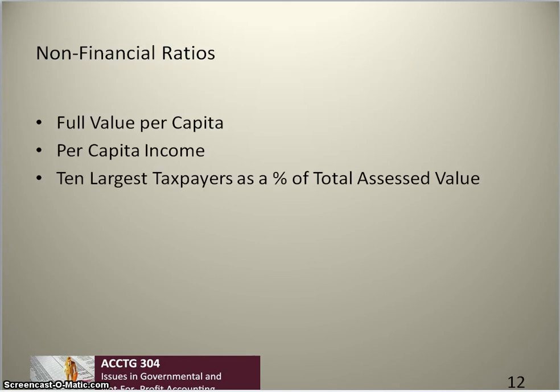And as always, we would supplement our financial ratio analysis with some non-financial ratios. And three very common ones used for governments, which give some indication of its ability to pay its debt, are full value per capita, meaning what's the size of the property tax base compared to the population, per capita income, and 10 largest taxpayers as a percent of total assessed value. This last indication gives a measure of risk, where property taxes are strongly concentrated in a few taxpayers, and those taxpayers could leave or shut down or just fail to pay their taxes. That would be a risk our government would face.